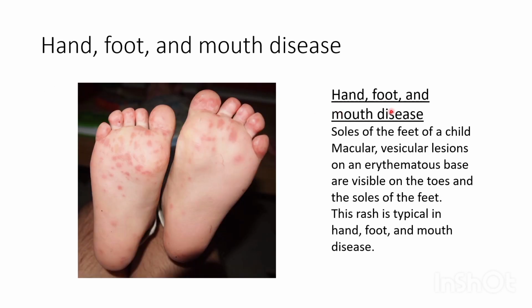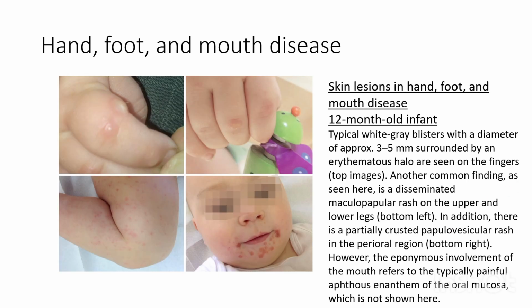Hand, foot, and mouth disease. Soles of the feet of a child. Macular vesicular lesions on an erythematous base are visible on the toes and the soles of the feet. Macular lesions, vesicular lesions. This rash is typical in hand, foot, and mouth disease.